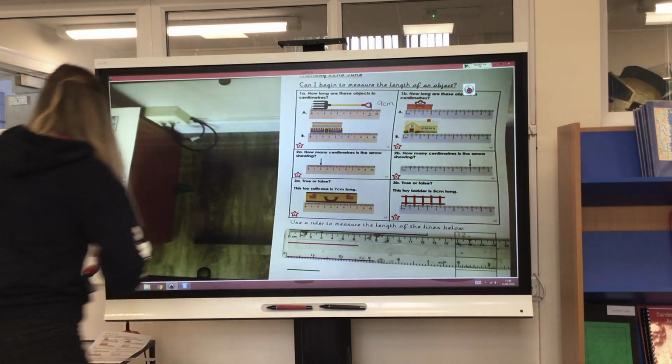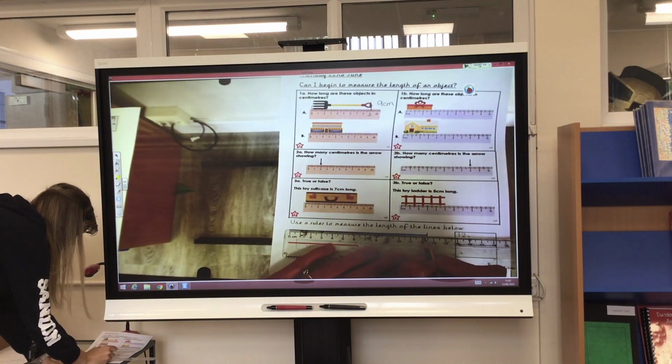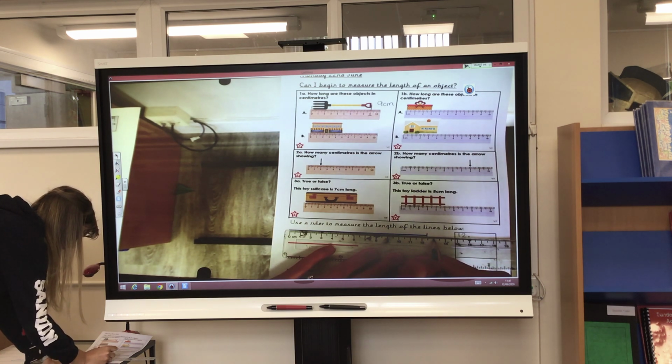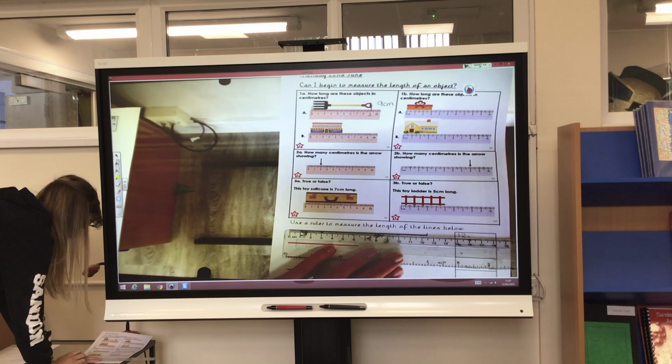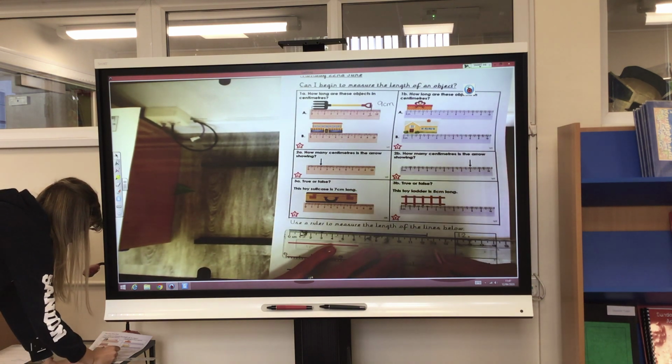If we were to count all of these lines, these smaller ones, 1, 2, 3, 4, 5, you'll notice that 5 is a bit longer, 6, 7, 8, 9, 10. Okay, so now we know that there's 10 millimetres in 1 centimetre. So let's try to measure the length of this line. Now it stops at this big line here. So let's count the millimetres. 1, 2, 3, 4, 5.